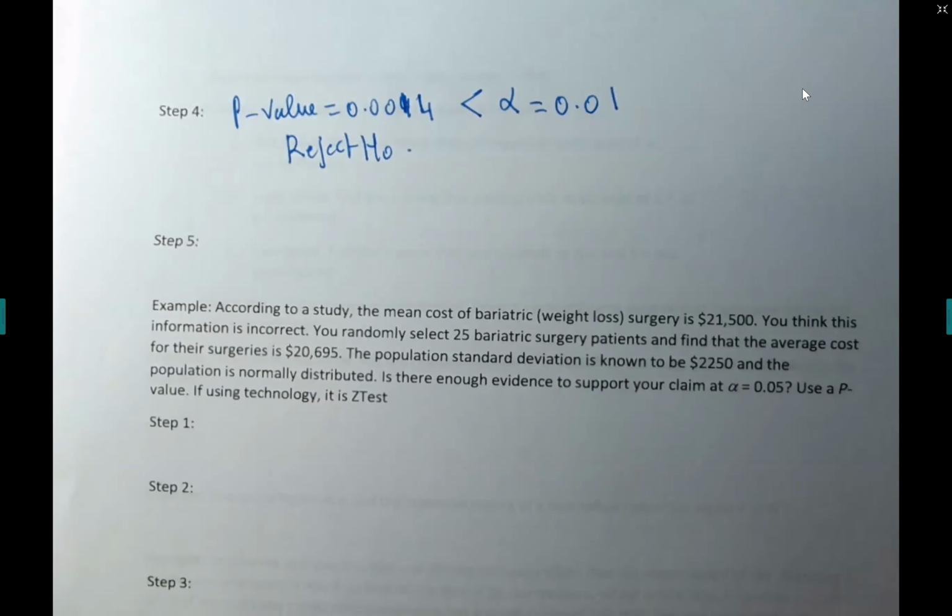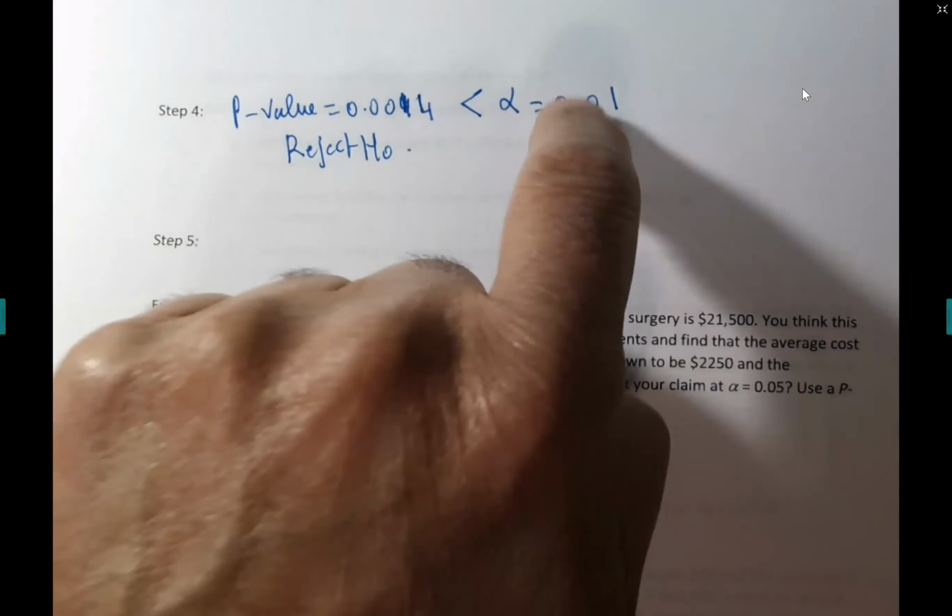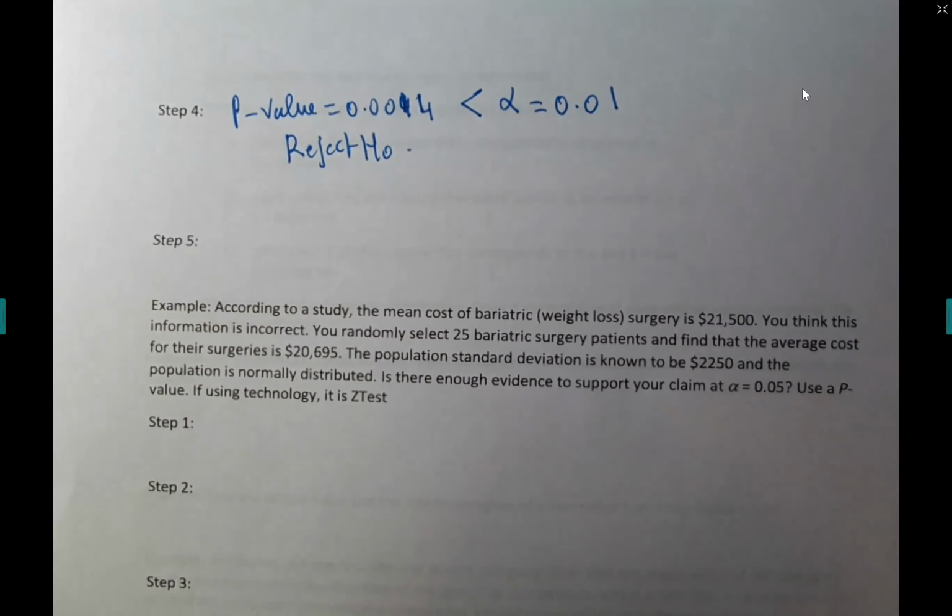Step number 4, guys, is about the null hypothesis only. Don't even think of the claim. It's whether you reject the null hypothesis or fail to reject the null hypothesis. Because the p-value is less than alpha, you just reject H0 and proceed to step 5.